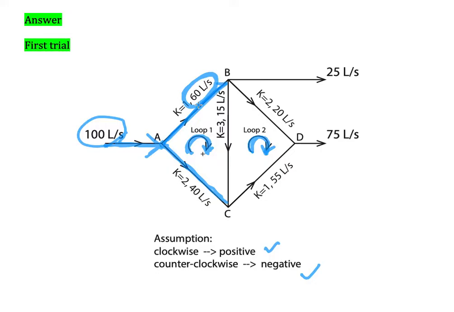And then the flow rate here must be 40 liter per second. Why? Because the inlet is 100 liter. So when it's split into 2 branches here, the total of outlet here must be 100. So 100 here must be equal to 60 plus 40.